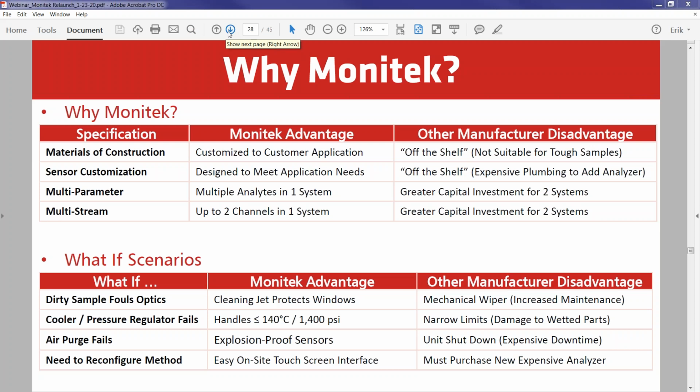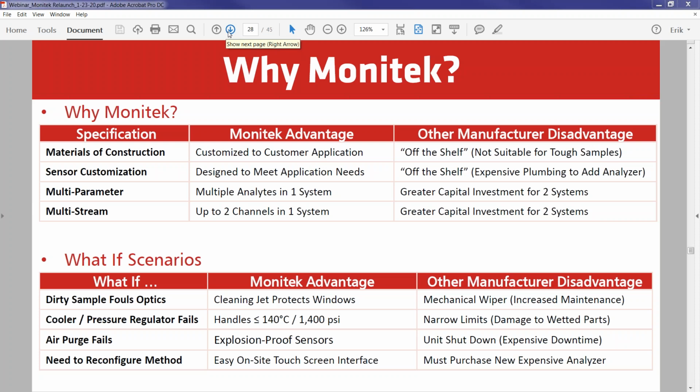So what if they have a dirty sample that fouls the optics? We have the jet cleaning that we discussed. A lot of other manufacturers will actually use a wiper. Well, if you have anything that's hydrocarbon based, what it's going to do is just smudge it on the window and give you poor measurement results. So we can do things that are going to ensure clarity and ensure accuracy as well.